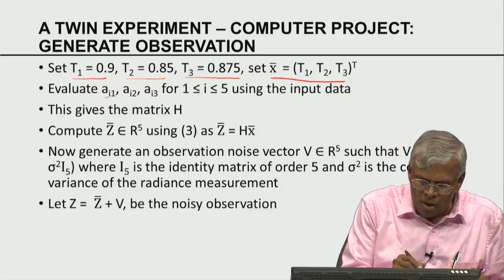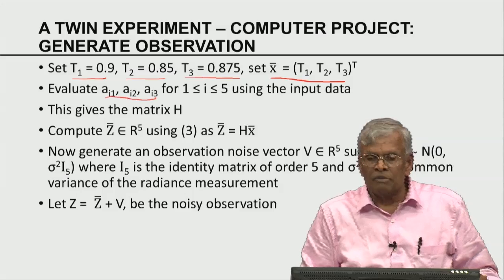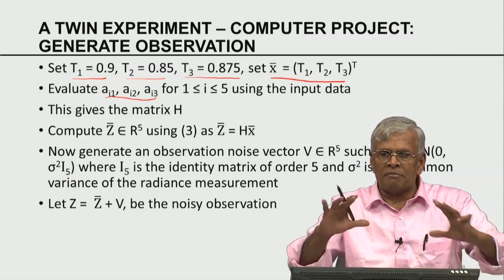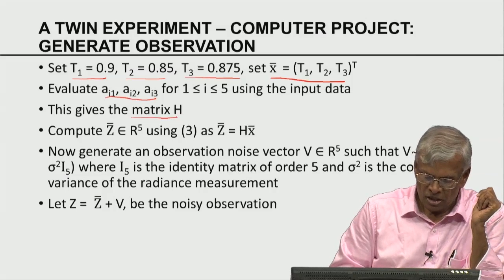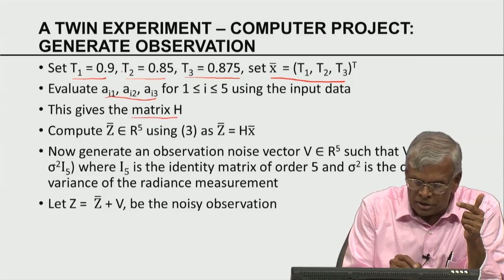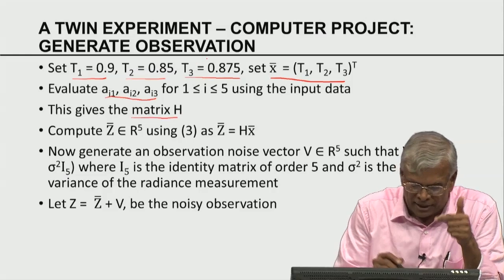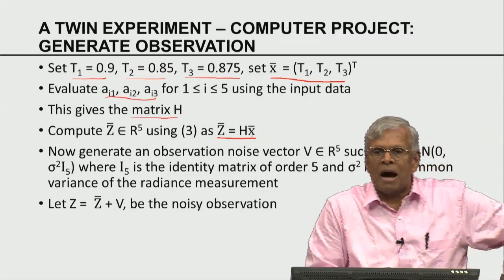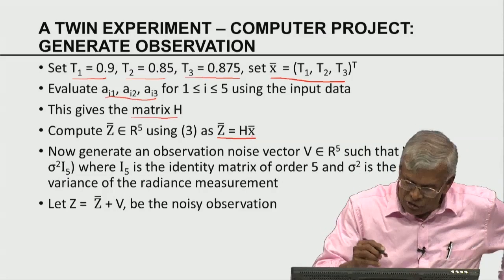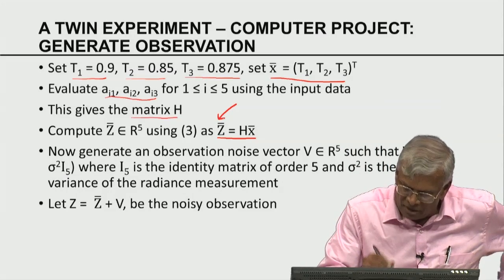I have already evaluated all the A functions from the integration. So, that gives the matrix H. So, using the assumed values of T1, T2, T3 and the computed matrix H, I am going to compute Z bar equal to H of X bar. I am going to use this Z bar as my observation.